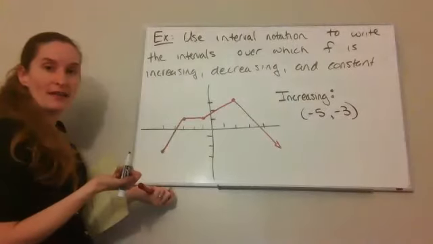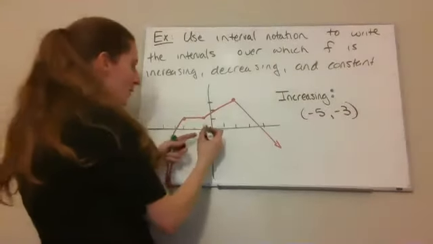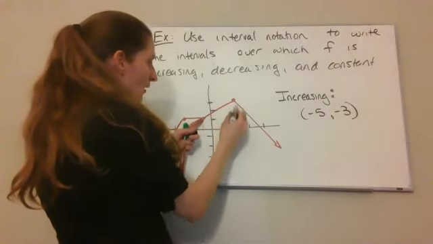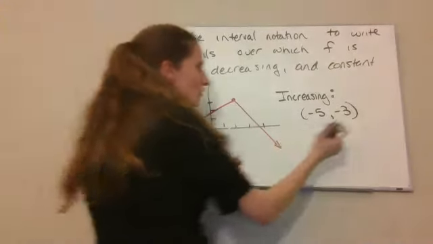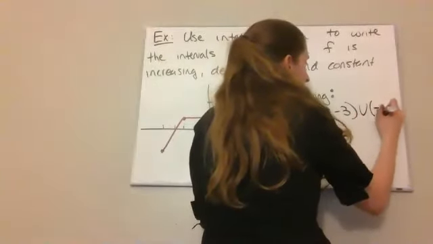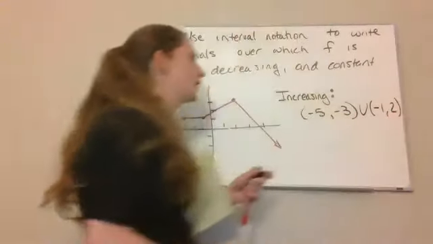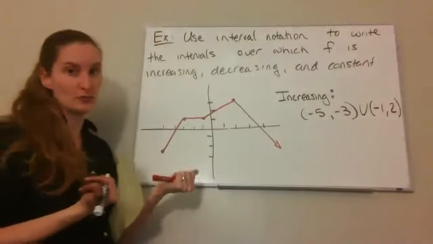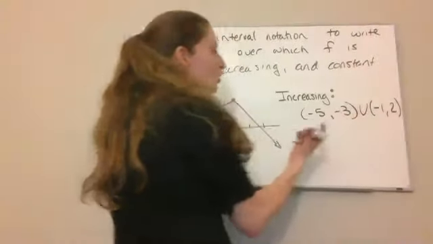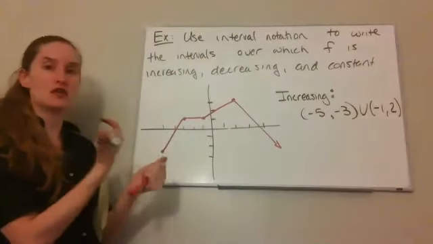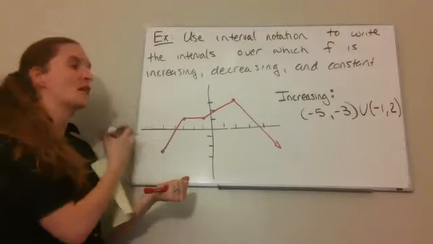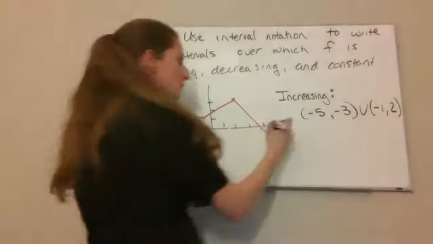Does it go up again later? Yes, it starts going up again once we reach -1, and it goes up until we reach 2. So I have the two intervals, -5 to -3 and -1 to 2. And I put this U shape in between to say it's the union of those intervals. That just means the graph is increasing on both of those intervals.